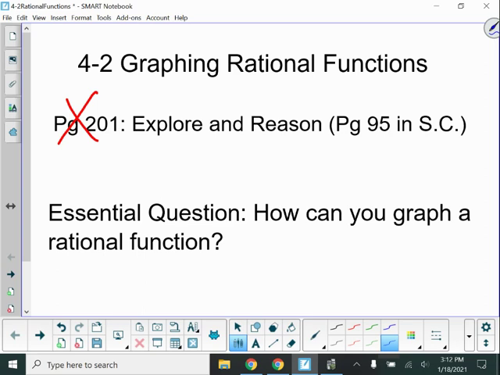This is your part 1 video for 4-2 graphing rational functions. Our essential question basically mirrors the title: How can you graph a rational function? We're going to look at a couple of different methods here. We are going to be incorporating the graphing calculator to help give us some guidance on how to graph some things. This exploring reason, you may or may not be assigned in class, but I am going to be skipping over that for now.